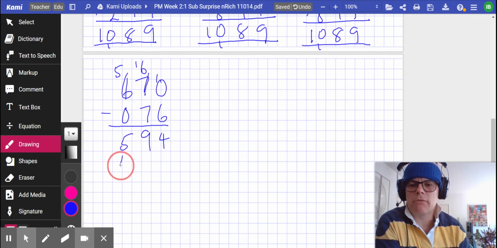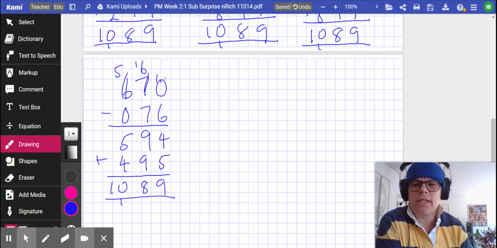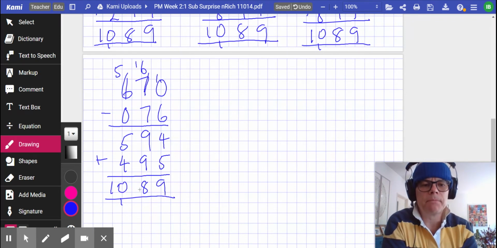And I think, let's have a look, 4, 9, 5, and we add, oh, I think it still works. We get 9, we get 18, we get 9, we get 10. We still get, even with our 0 in the units as our start number, we still get this 1089.